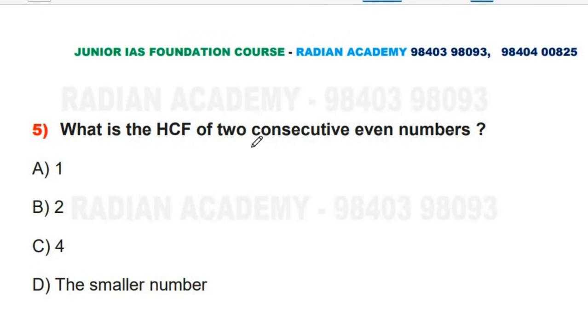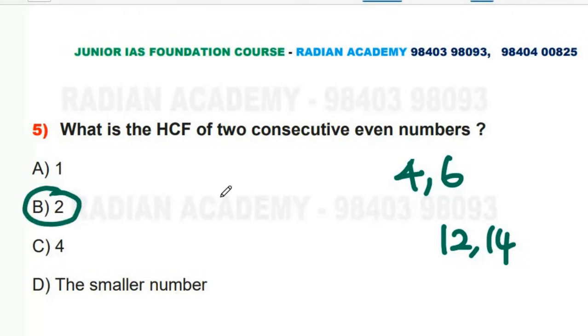For the HCF of two consecutive even numbers, whenever they ask about consecutive even numbers, you can take some numbers like 4 and 6 or 12 and 14. So what is the HCF of these two numbers? The answer is 2. Very good. 2 divides them because they are even numbers. Every even number is divisible by 2. So the consecutive even numbers have a common divisor of 2. Therefore, the answer for question number 5 is option B.